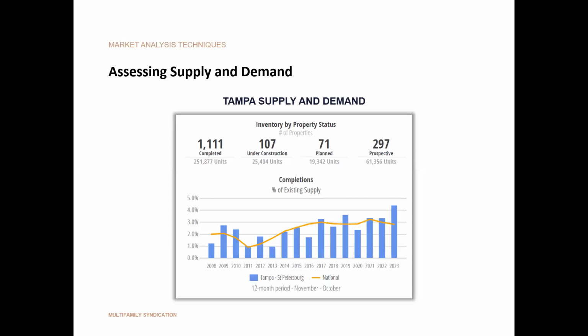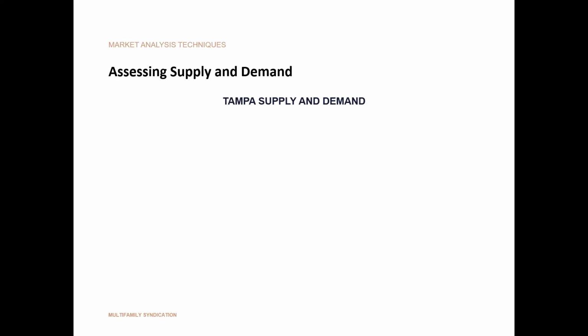Looking for the supply in the market is actually very easy to find. There's a lot of different data companies that provide this information. And you can look at the development pipeline, pulling public records, seeing what's coming online, seeing what sort of planned properties are coming for the market, seeing what's under construction. All of this information is very readily accessible.